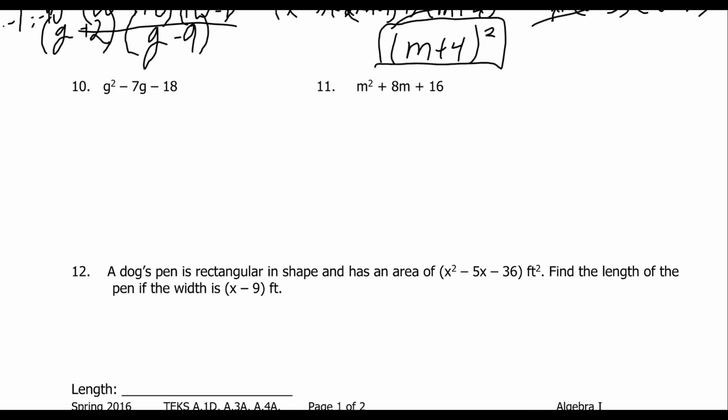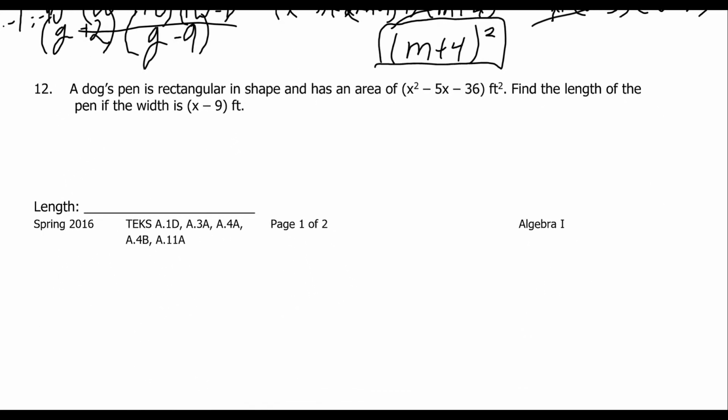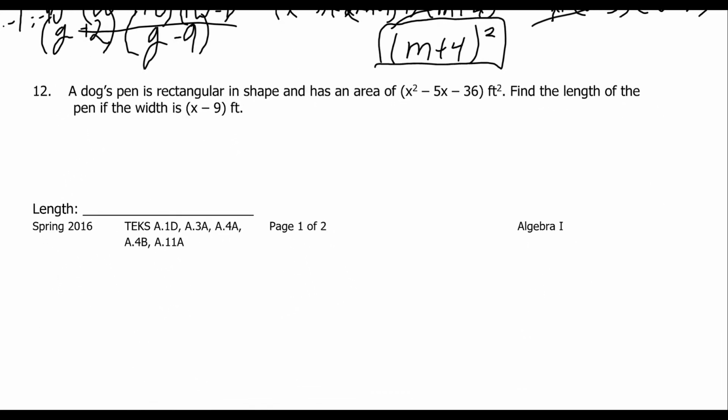Now, moving along here. A dog's pen is rectangular in shape and has an area of x squared minus 5x minus 36. Find the length of the pen if the width is x minus 9 feet. So we've got x minus 9, and we know that there's going to be another piece here, which equals x squared minus 5x minus 36.